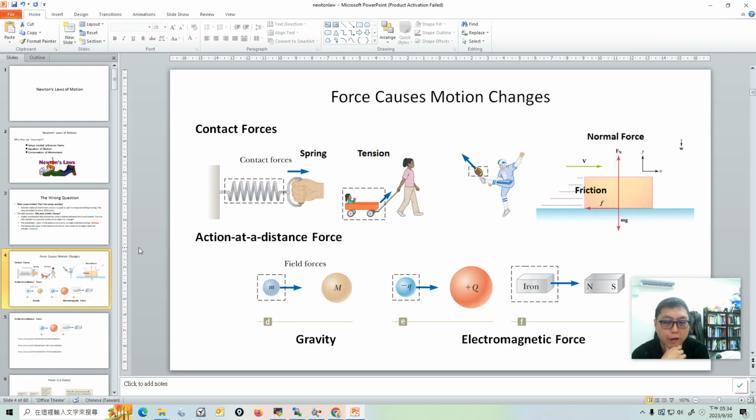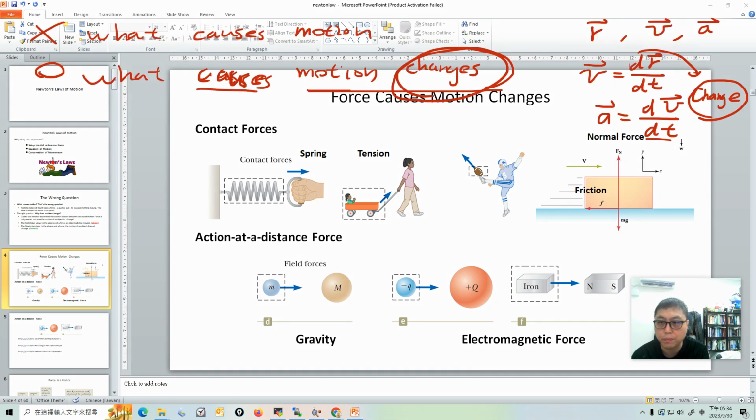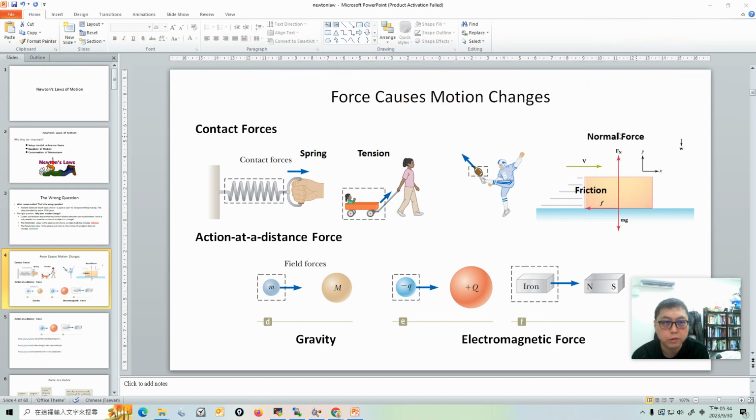Just like I said, Newton said force causes motion changes. Force, that's a very important concept. Force causes motion change.